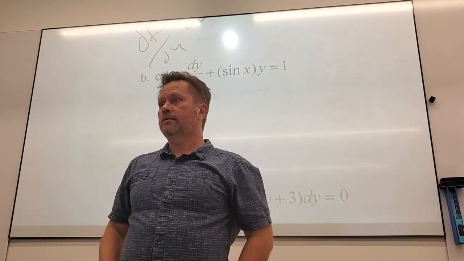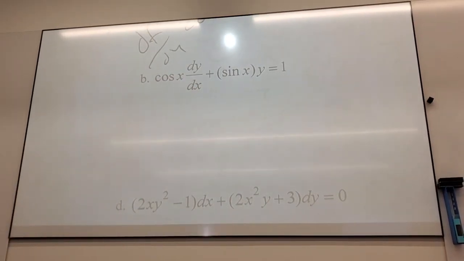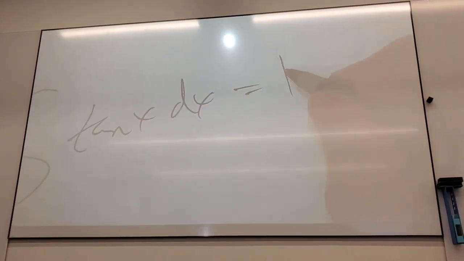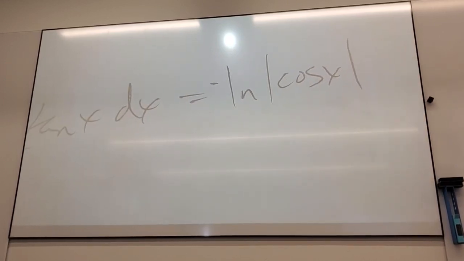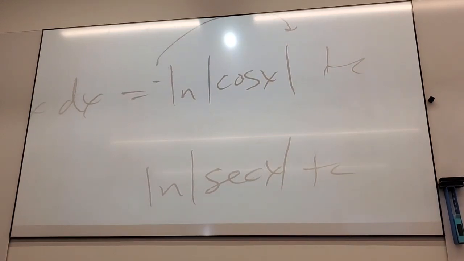Secant, huh? Sure. And again, this is not something you have to memorize, but the integral of tangent is negative natural log of cosine, plus c. But you can bring the negative one up as a power, flip the cosine, it becomes secant, right? That's all. Not something you have to memorize.